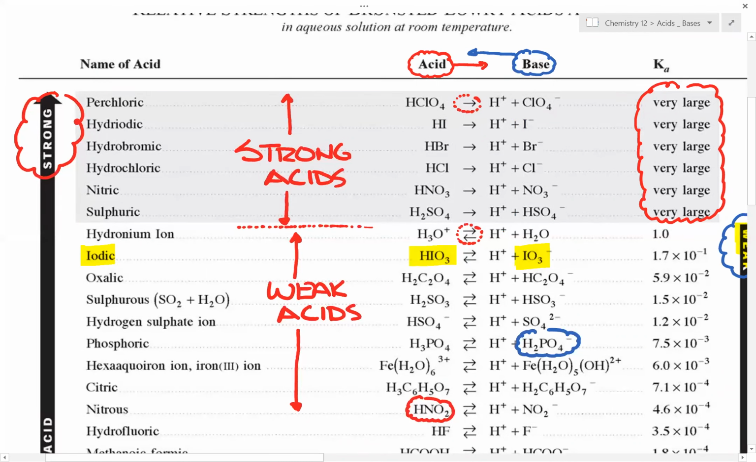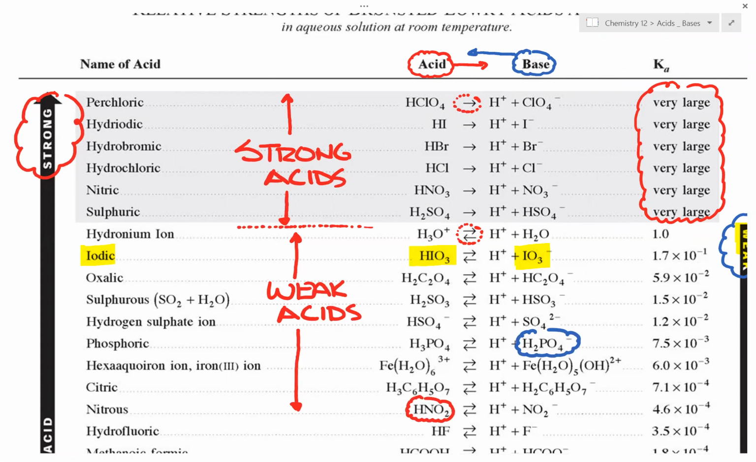Okay, the question is why? It's a mathematical reason, so I'm just going to leave that for you, and I want you to try to figure out why, for strong acids, there are no Ka values. Why is it just very large?